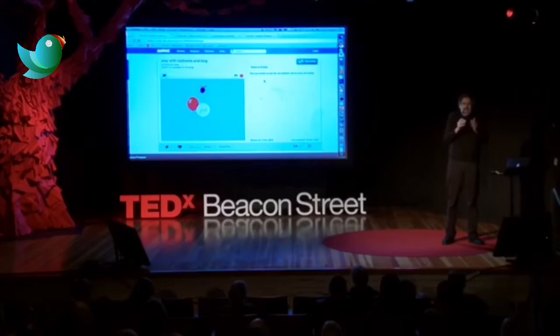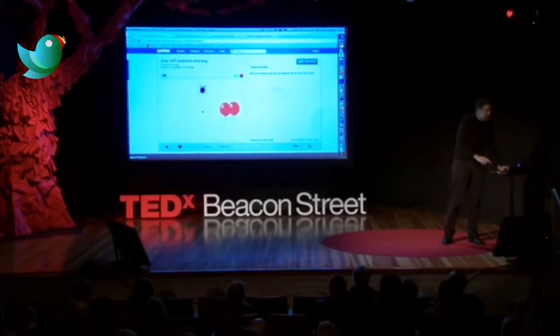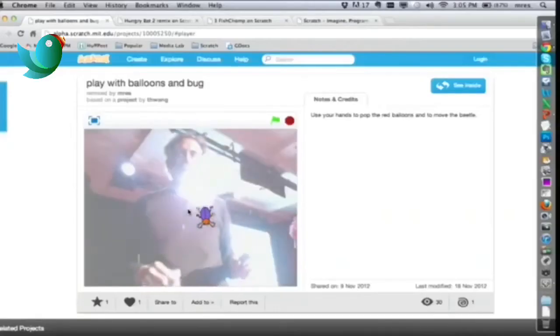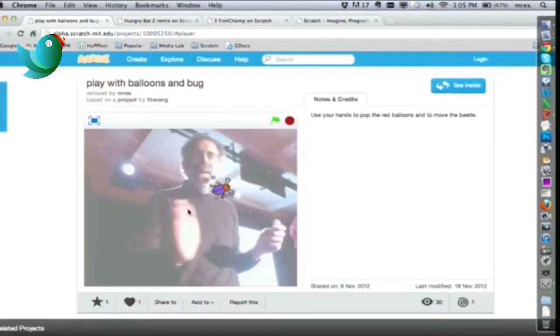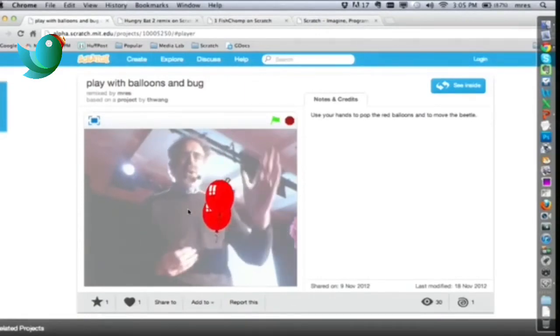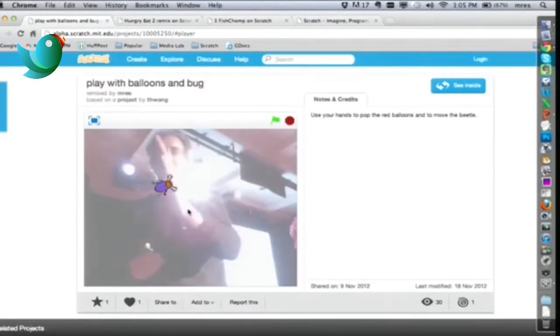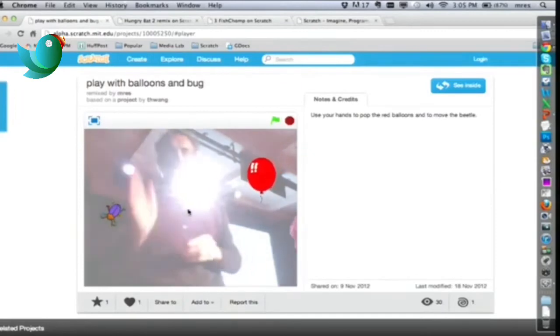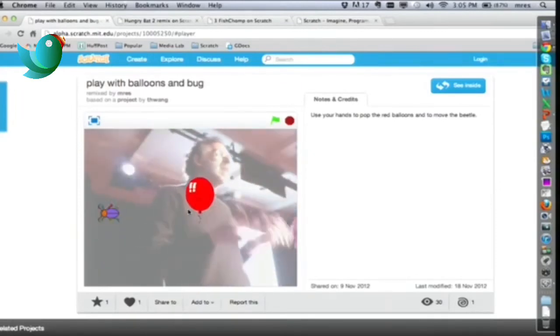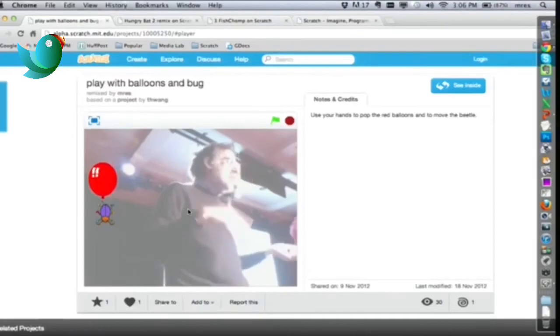And we're looking again to be able to push you in new directions. Here's an example that uses the webcam. And as I move my hand, I can pop the balloons, or I can move the bug. So it's a little bit like Microsoft Kinect, where you interact with gestures in the world, but instead of just playing someone else's game, you get to create the games.